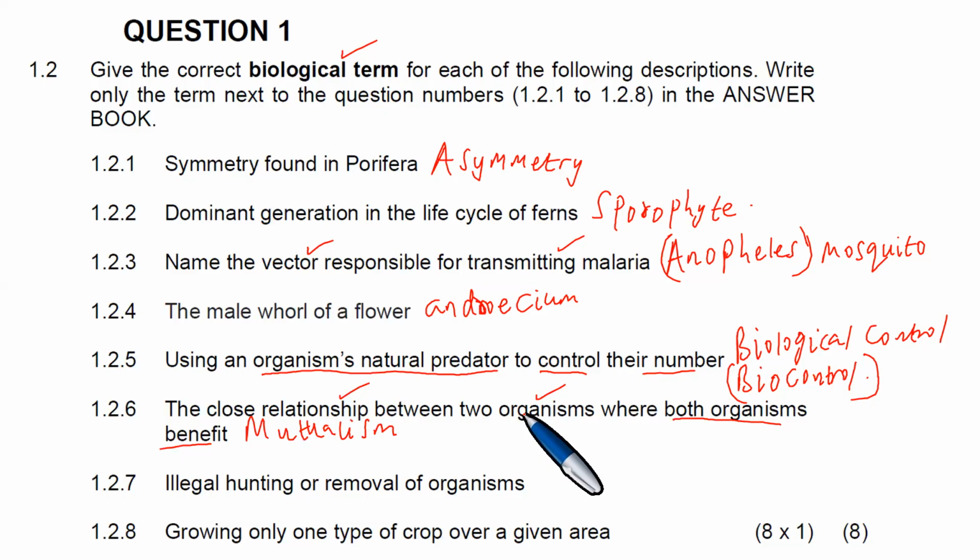Okay, I'm just looking at some of the concepts you need to know for exam, but we're here to look at mostly these in detail, but a lot more theory. That's the kinds of concepts in the biological terms you need to know. Okay, if you look at 1.2.7, for example, illegal hunting or removal of organisms.